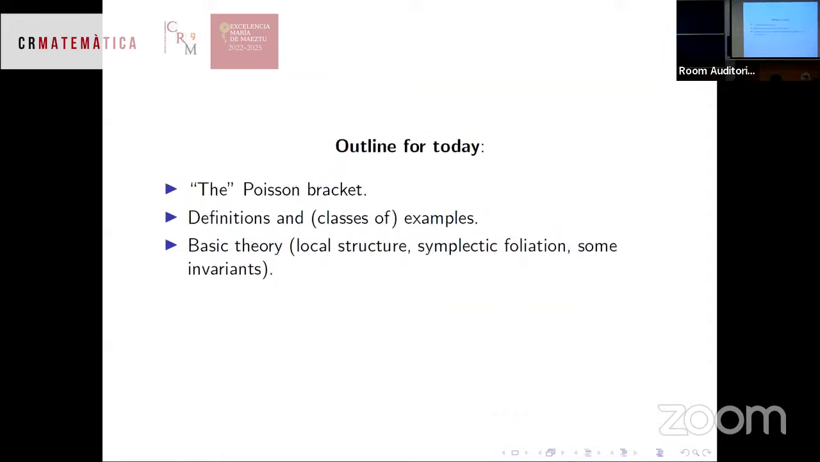And so here's an outline for today. I'll start telling you about the Poisson bracket, the original one, give you some motivation, and then go on to definitions and present some classes of examples of Poisson manifolds, and then in the next lecture go to basic theory. Okay.